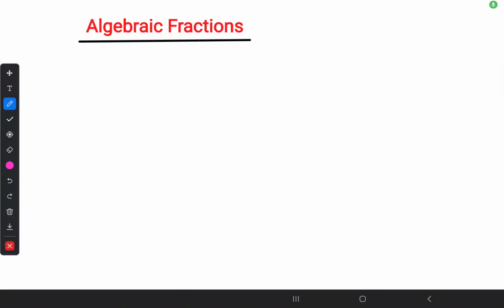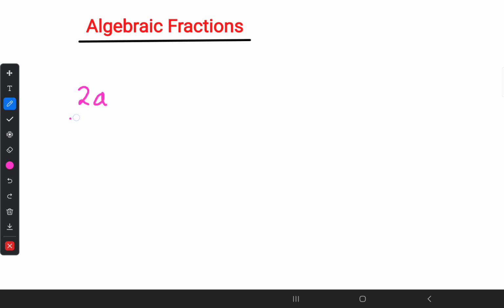Meaning of algebraic fraction: we have an algebraic quantity combined with a number, in the numerator or the denominator, it does not matter, but we have to have both an algebraic value and a number. That's what we need. Now I'll use an example.